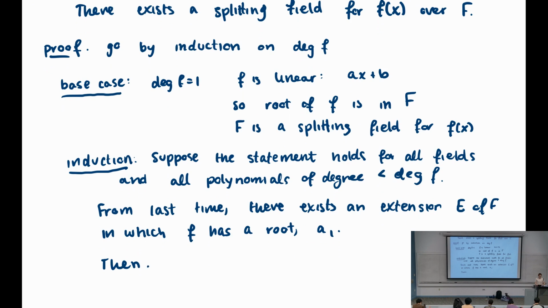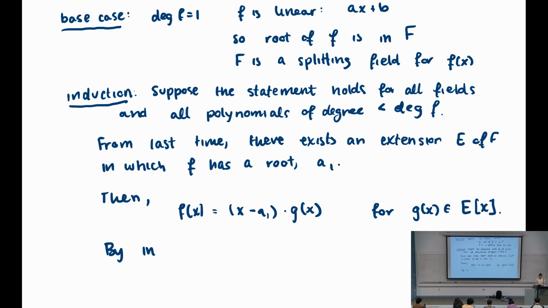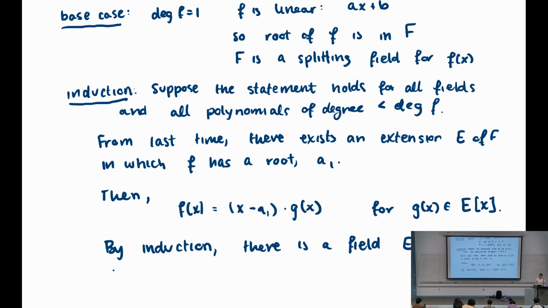Okay, then over E we can write f(x) equal to (x minus a1) times g(x) for some g(x) in E[x]. And then since the degree of g is smaller than the degree of f, by induction, there is a field K, which is an extension of E, containing all of the roots of g. And let's call those roots a2 up to an.